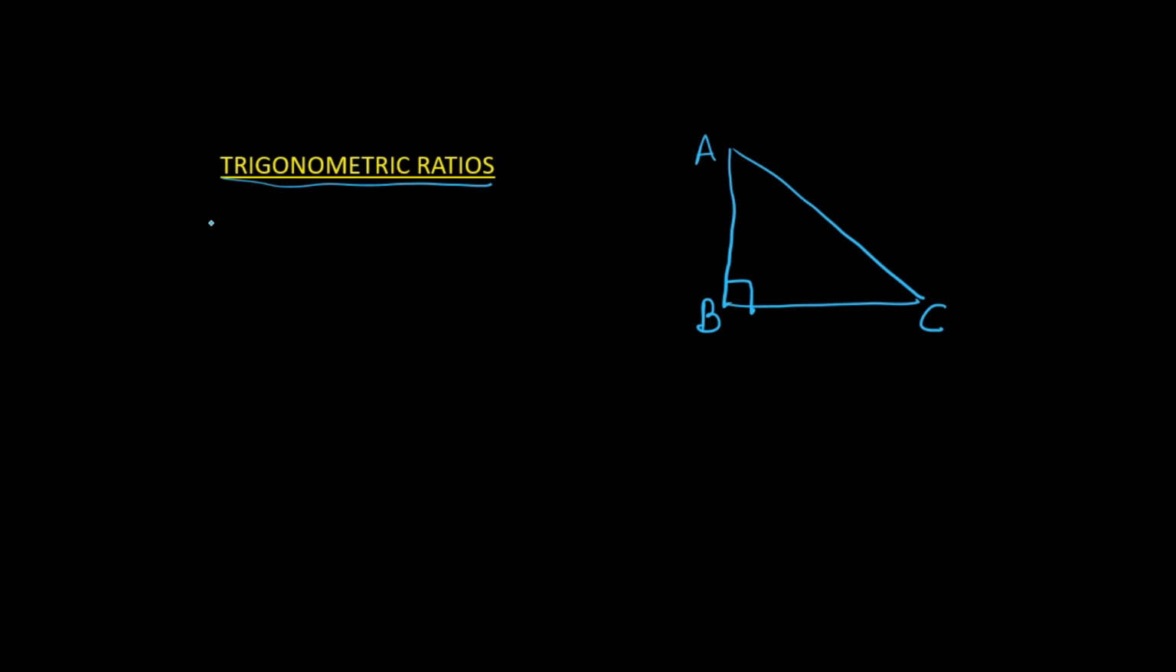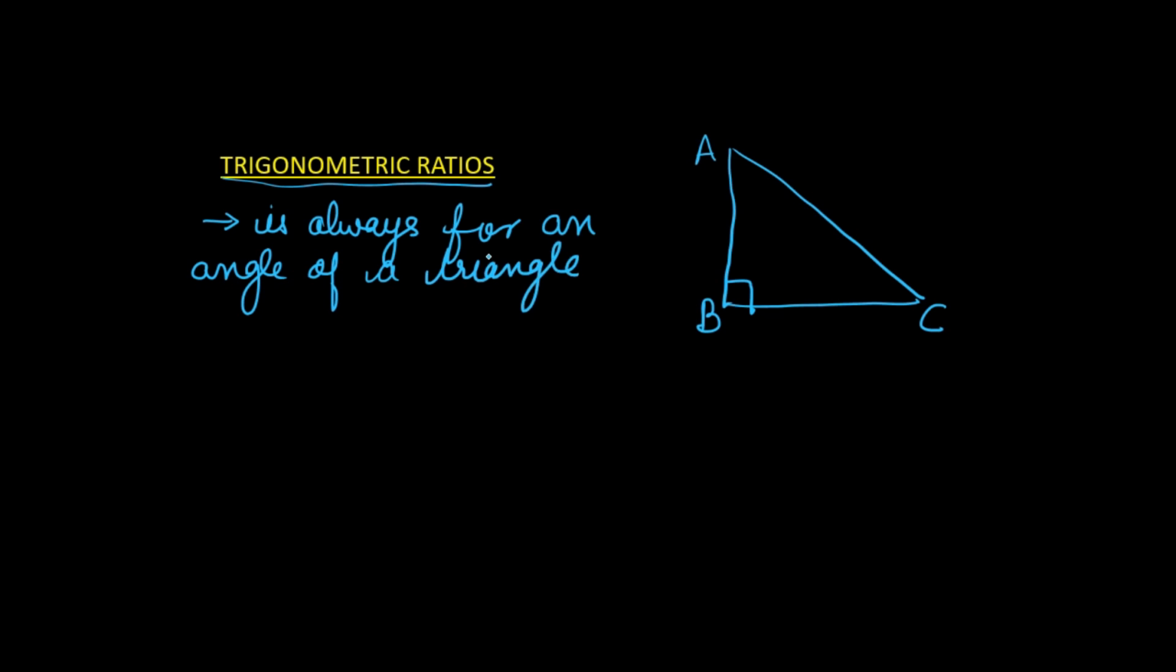Now, one thing to be remembered is the trigonometric ratio is always for an angle of a triangle. In this particular video, we will only be considering the trigonometric ratios for acute angle. So if we have to find the trigonometric ratios, we need to determine the angle for which we are finding the trigonometric ratios.